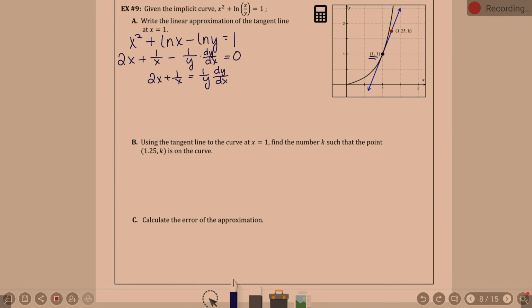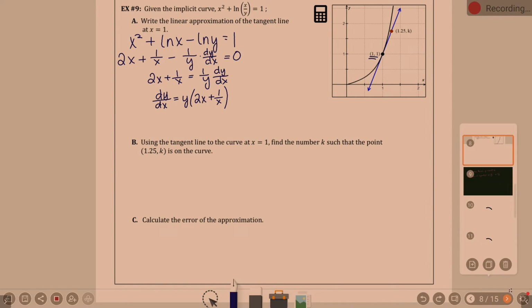Now, if I really want to, I would have flipped it right then and there, but I didn't. But if I flip it now, for dy dx, how do I get rid of 1 divided by y? Multiply by y. So I'm going to write this as y times 2x plus 1 over x. That's a fun derivative, huh? What do we need to know about this derivative? Yeah, so we need to know the derivative when x is 1 and y is 1.